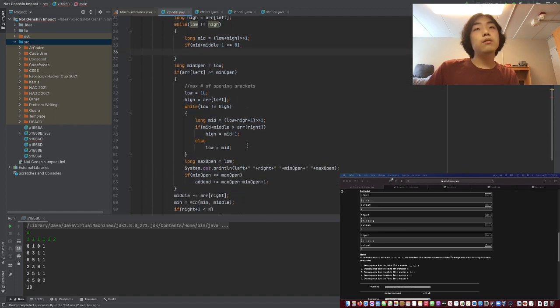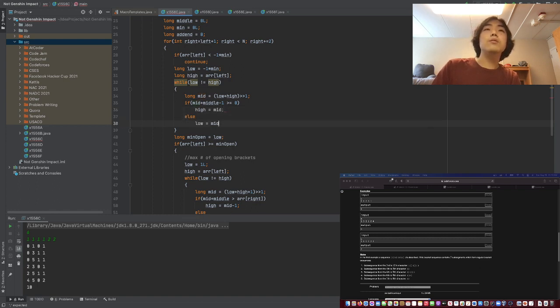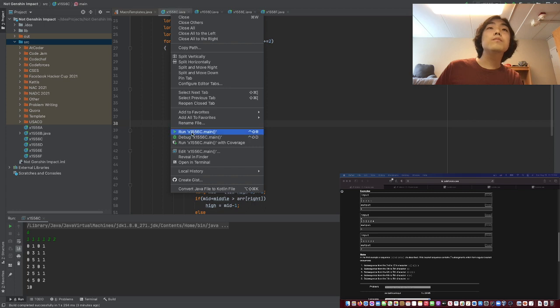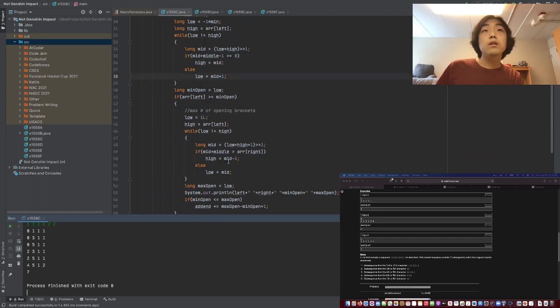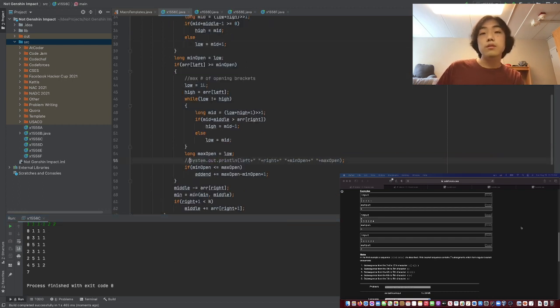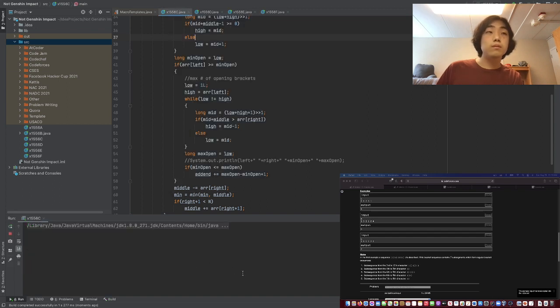Wait, does this take into account array at right? Yeah, I guess over here. Then we want to, okay, if we can support this number, then high is equal to mid, else low is equal to mid plus 1. Okay, that gives 7. This gives 6.